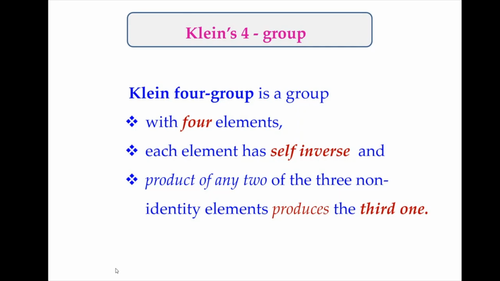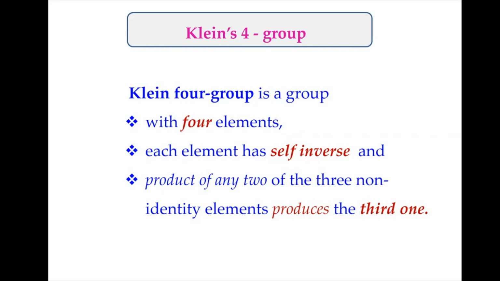Now, one more example for a finite abelian group is Klein's 4 group. Klein's 4 group is a group with 4 elements, and each element is its own inverse. Other than the identity element, the product of any two gives the third one. So that is your Klein's 4 group.